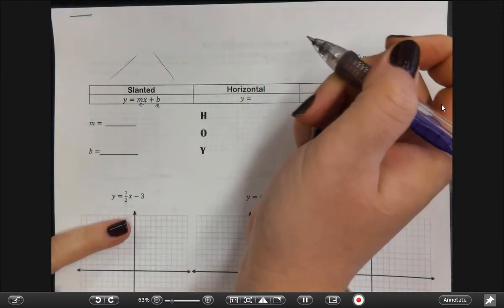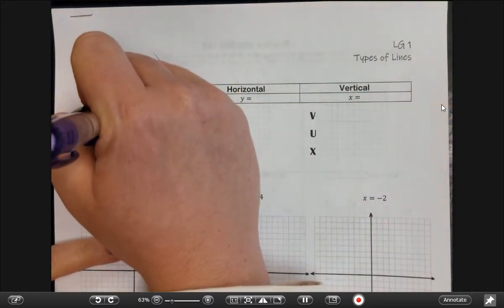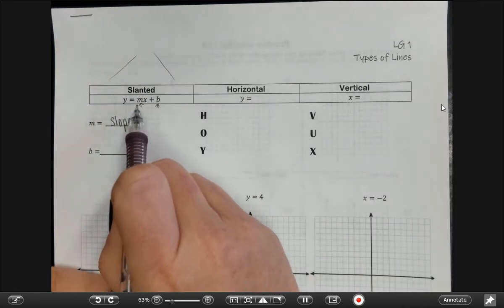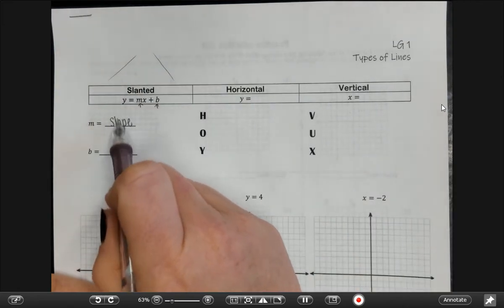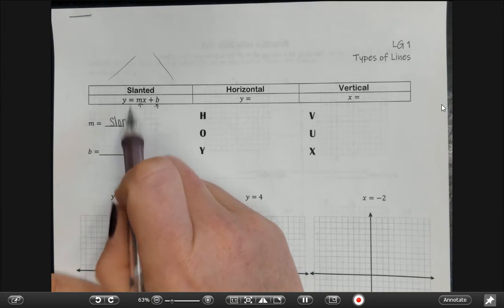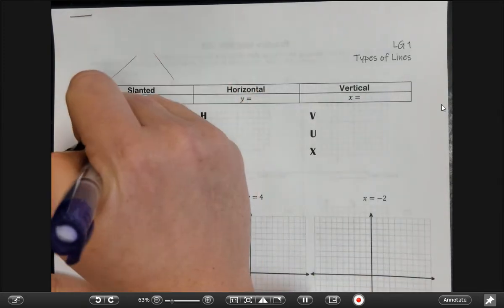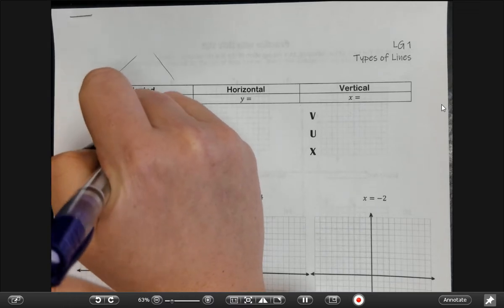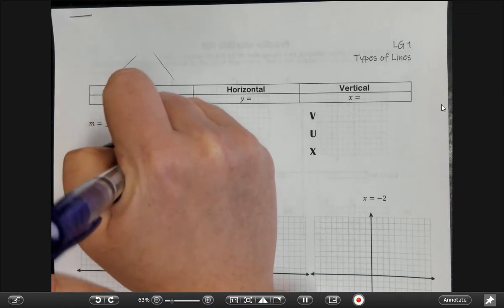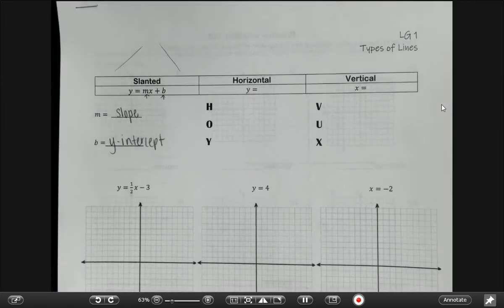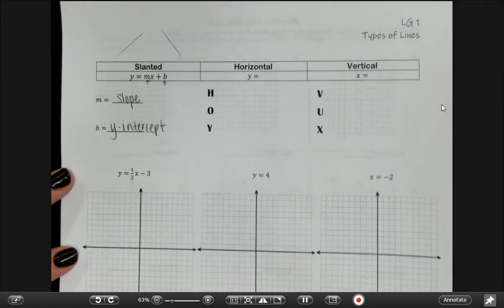So if we recall, our m is our slope. M stands for move. This is how a function moves, and it moves using the slope. So it runs and rises, it rises, it runs. The b is the y-intercept, and that gives you these beautiful slanted lines.